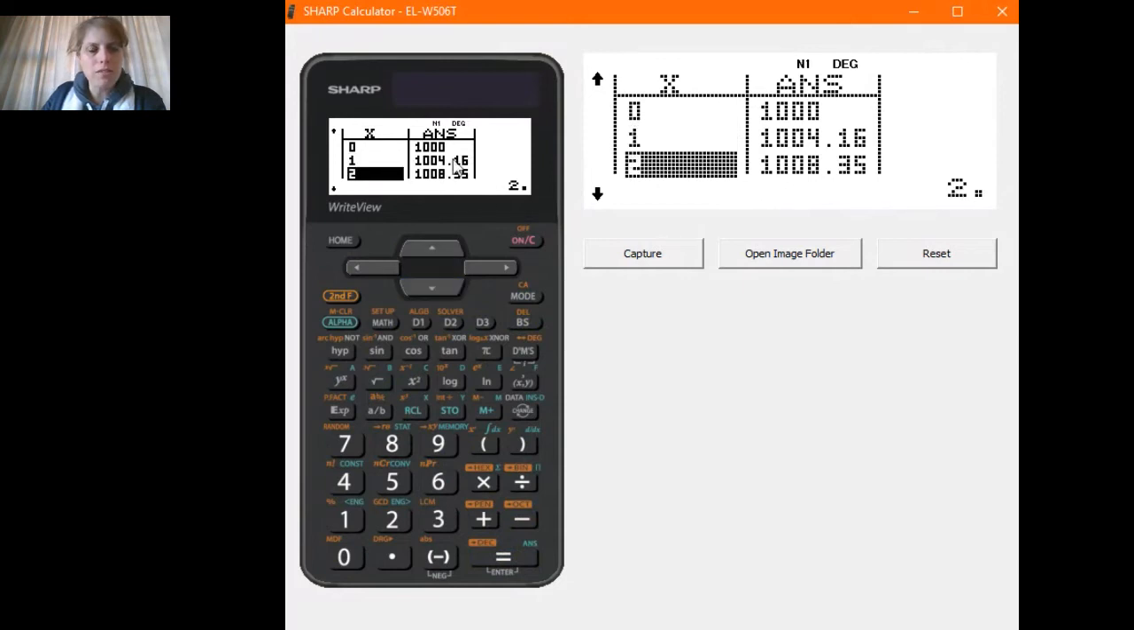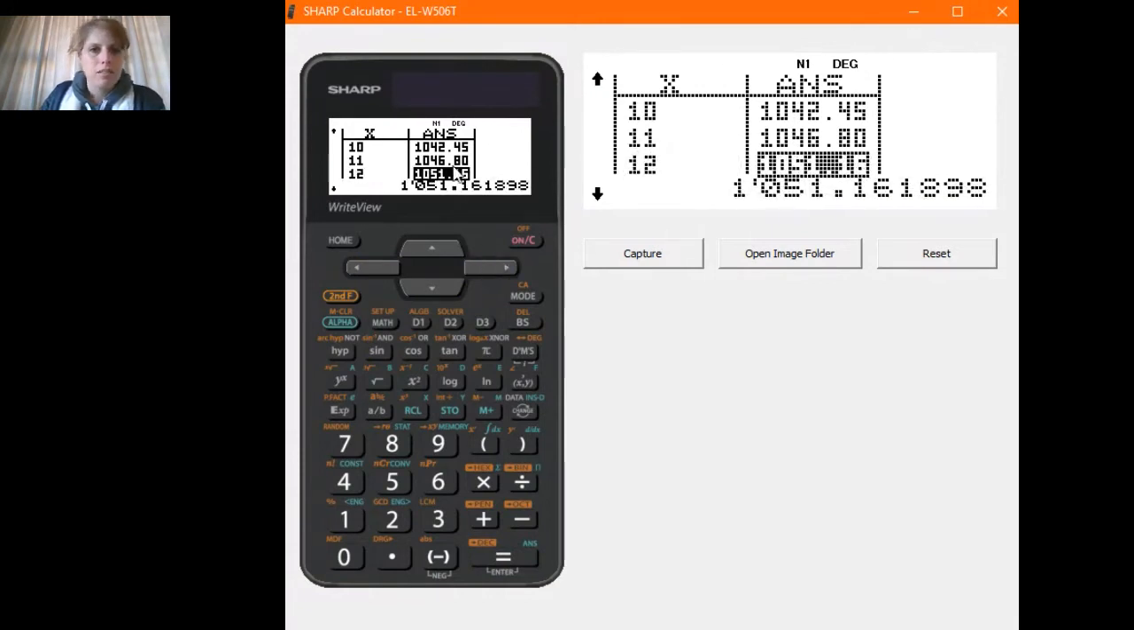After 2 months, I've earned R8.35. After 3 months, and so on. So after 12 months, which is 1 year, I've earned R1,051.16 approximately. So that's a whole R1.16 more than I did with my just compounded annually amount.